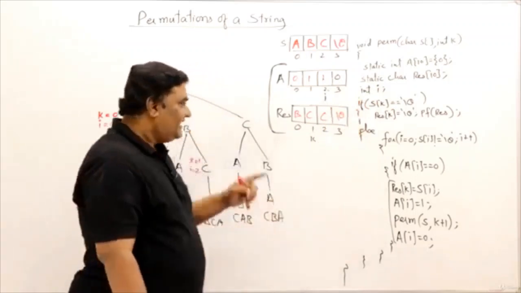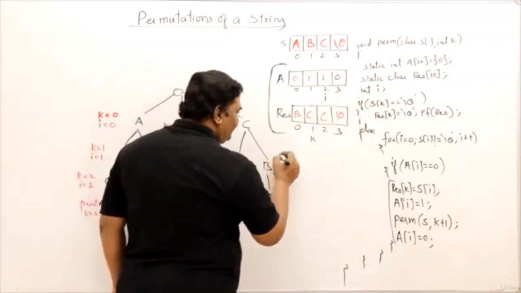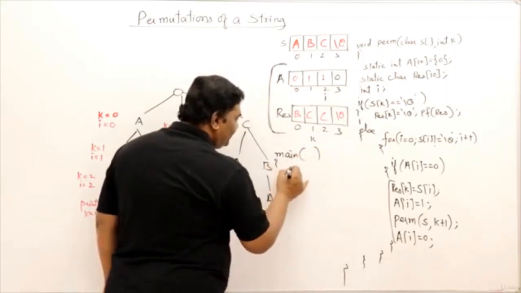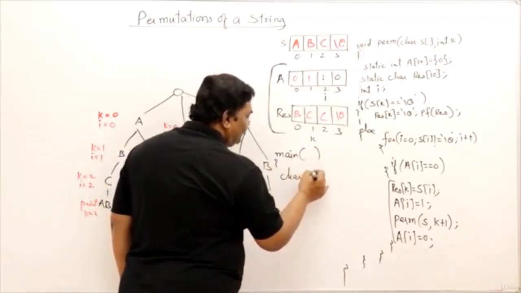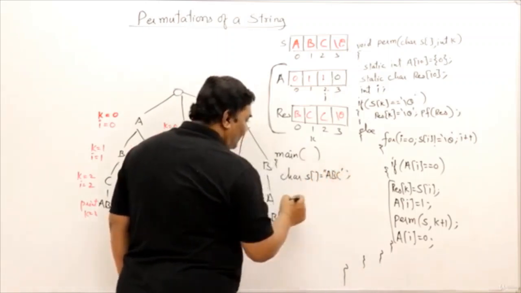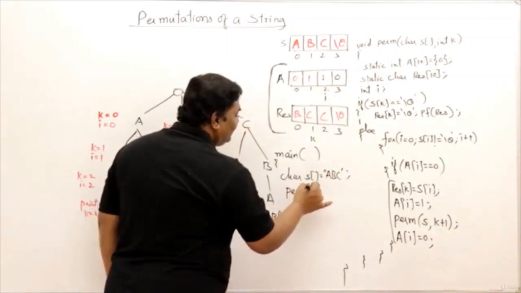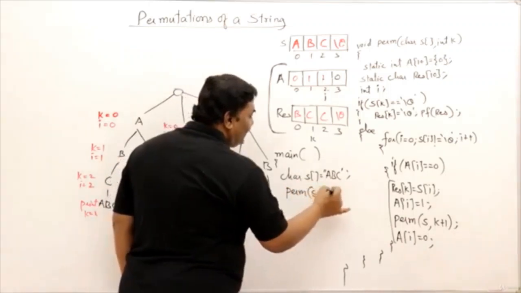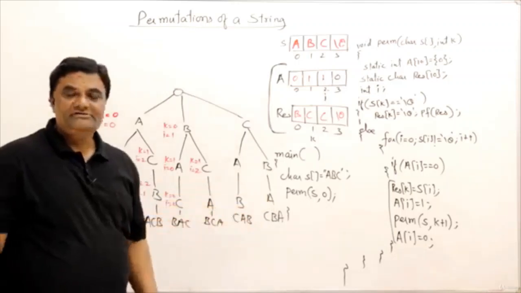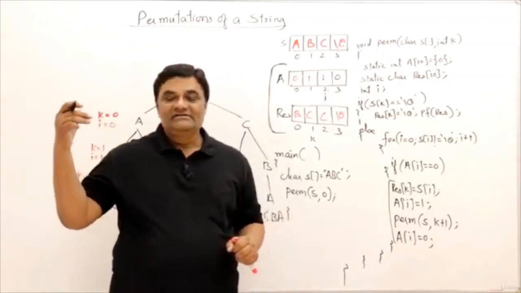So this is the procedure. And if you want to call this function from the main function, inside main, if you have a character string s with letters a, b, c in it, then call this function perm by sending s and the starting value of k as 0. It will print all the permutations. So that's all. This is the procedure.